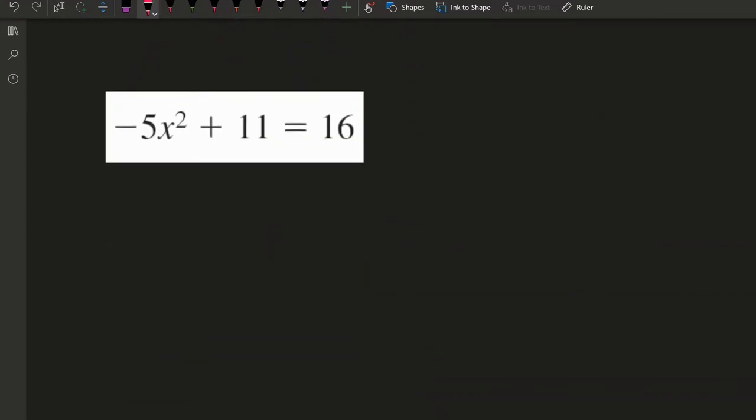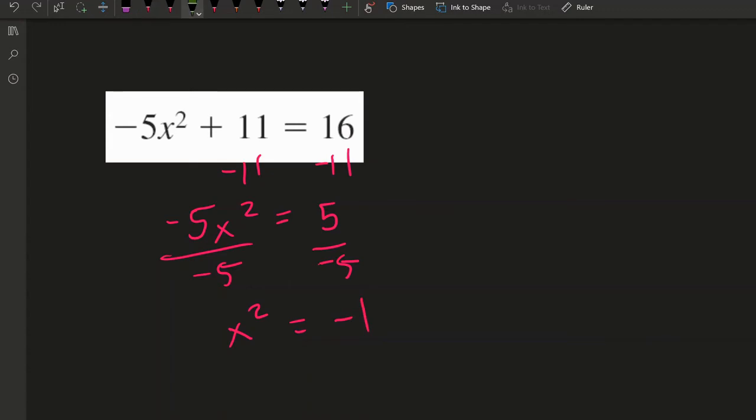Let's do another one. Okay, so on this one I would do the same thing. I would subtract 11 on both sides, and I would get -5x squared is equal to 5. Then we would divide both sides by -5, and I would get x squared equals -1. And then I would take the square root of both sides, and then, wait a second.